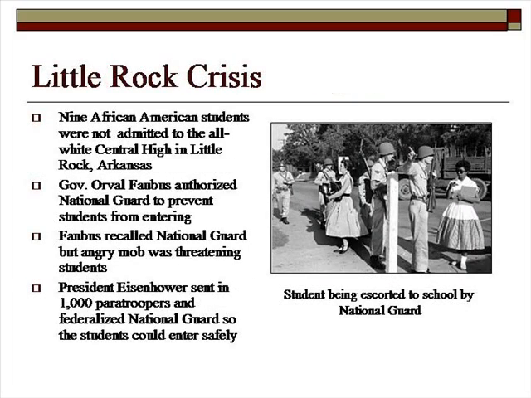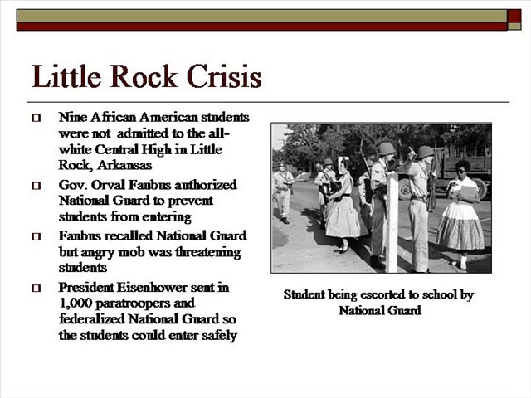Another place where we see everything coming to a head, and it really focused on education again, was in Little Rock, Arkansas, with something called the Little Rock Crisis. Nine African American students in Little Rock were not admitted to the all-white Central High School. This is after the Brown versus Board of Education that said they had to be. And the governor of Arkansas at that time, Orval Faubus, essentially brought out the National Guard to prevent students from entering. He ultimately pulled them back when the President of the United States said you can't use the National Guard for these kinds of purposes, these illegal purposes.